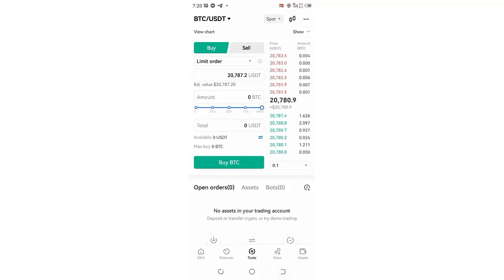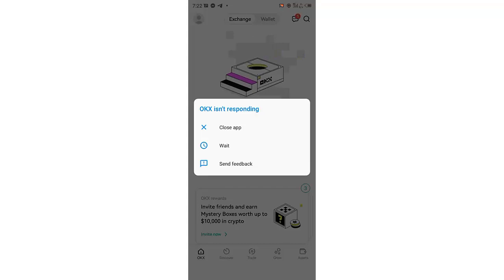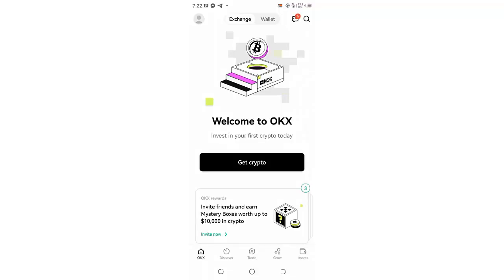So let me go back. All right, so I just opened the app again. So one of the major ways you can make money with this app is at the bottom of the screen. Can you see trade? Can you see grow? There are two major aspects you can make money. So let's come to trade.